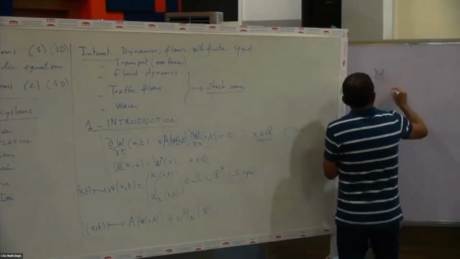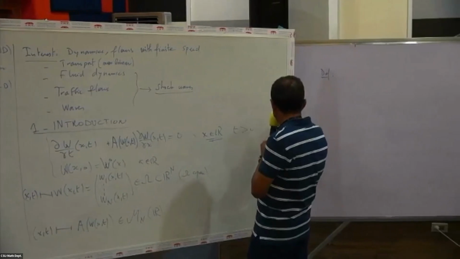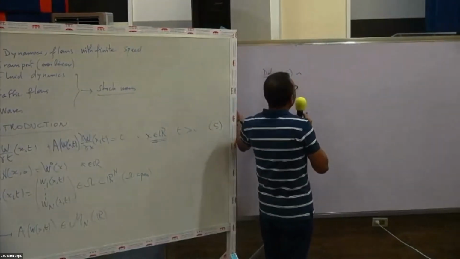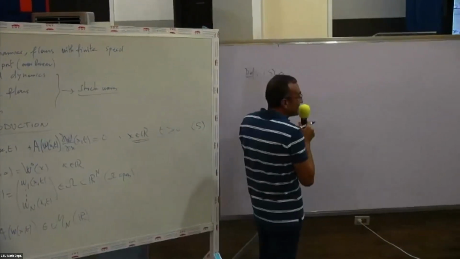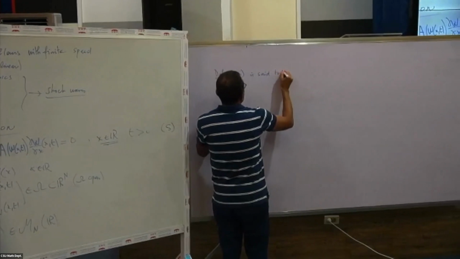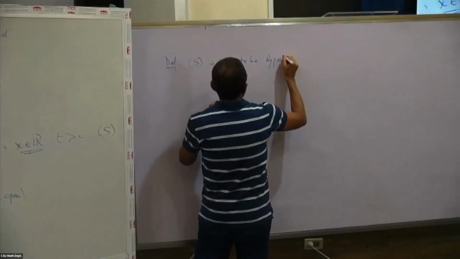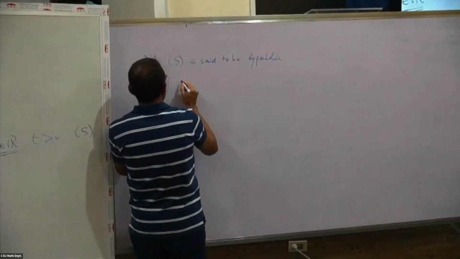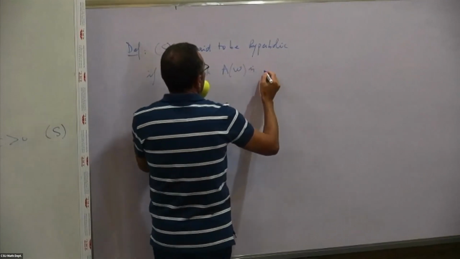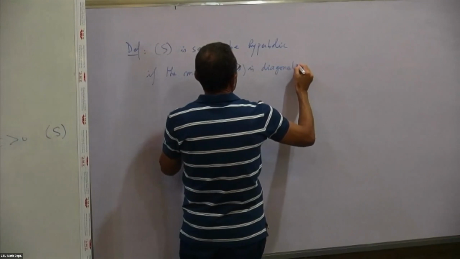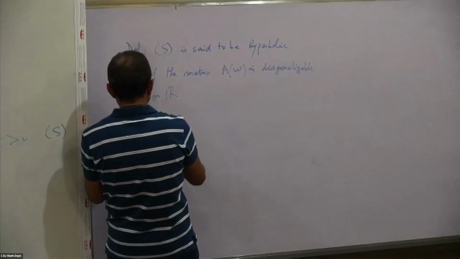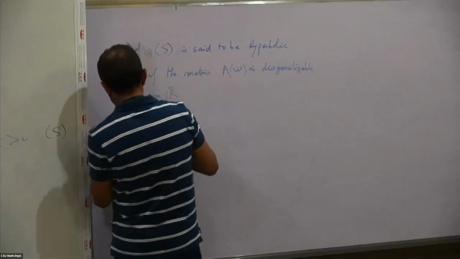Definition of hyperbolicity. We say that this system, I call it S, is hyperbolic, if the matrix function A of W is diagonalizable on R.